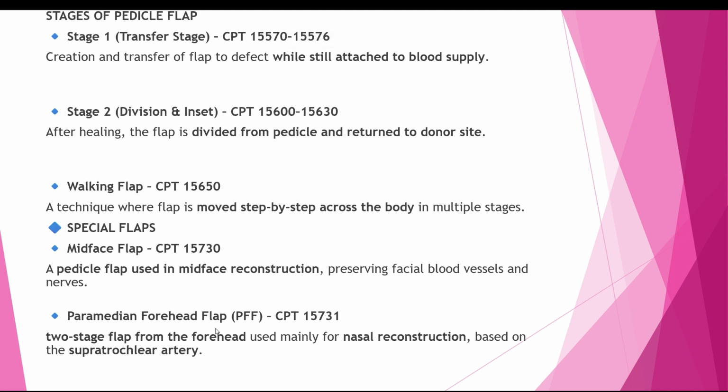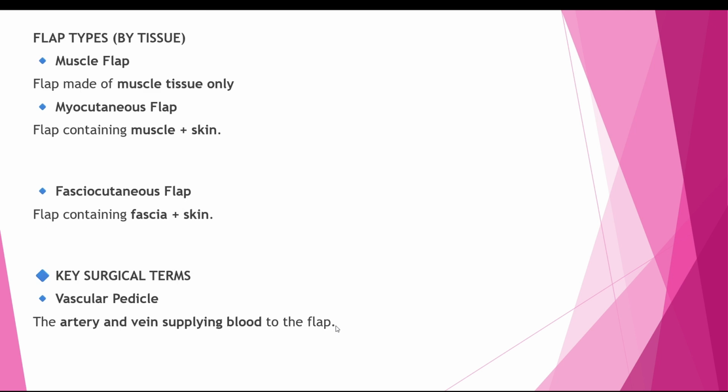Next we have the paramedian forehead flap, a two-stage flap from the forehead. They are taking the flap from the forehead and using it mainly for nasal reconstruction. These are based on the supratrochlear artery. That is the paramedian forehead flap. We have CPT 15731.